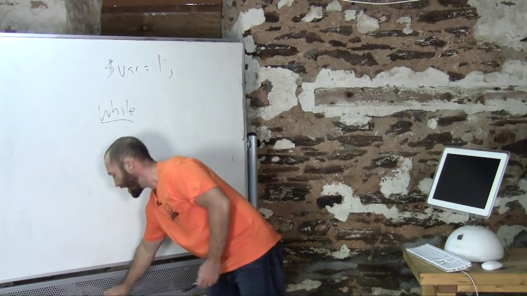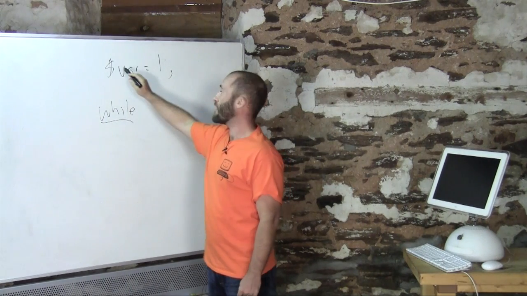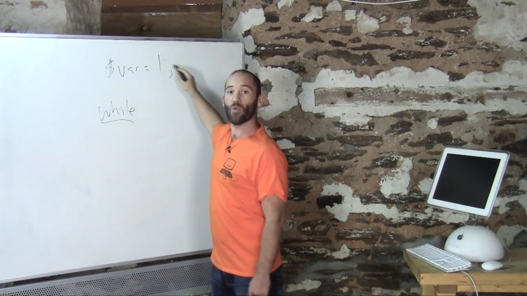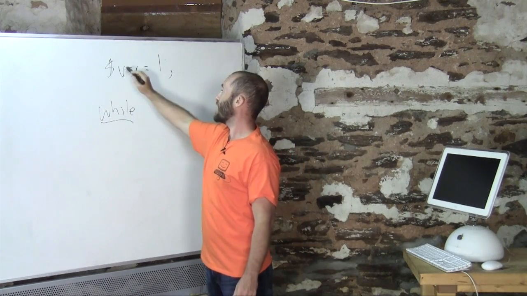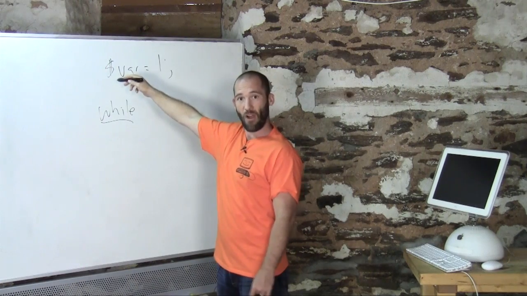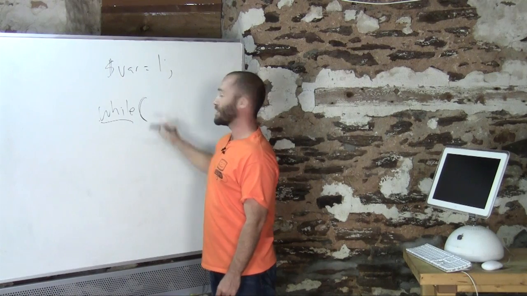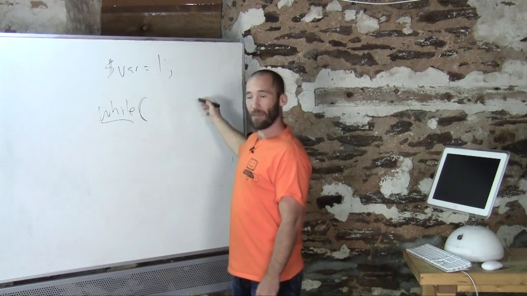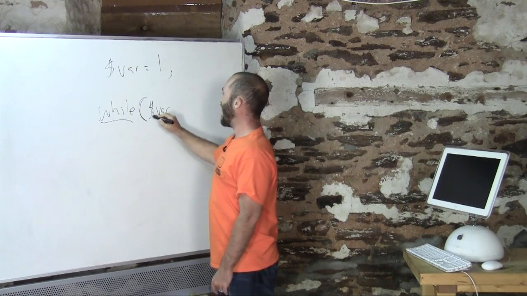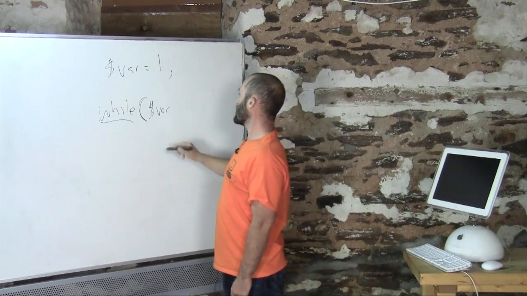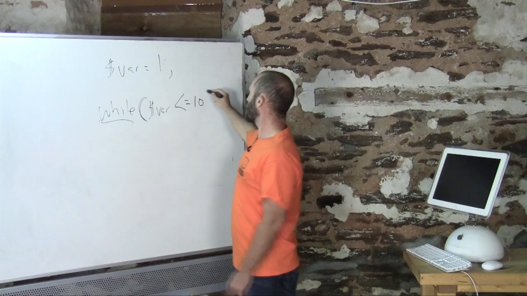So basically, the idea with the while loop is what we're going to do is first we are going to create a variable, and then we will set the value of the variable to 1. For a basic while loop, we do $var equals 1. Creates the var variable, sets the value to 1. Then we say while, and then we do parentheses. And what we say is while the value of the variable var is less than or equal to 10, and then we close the parentheses.